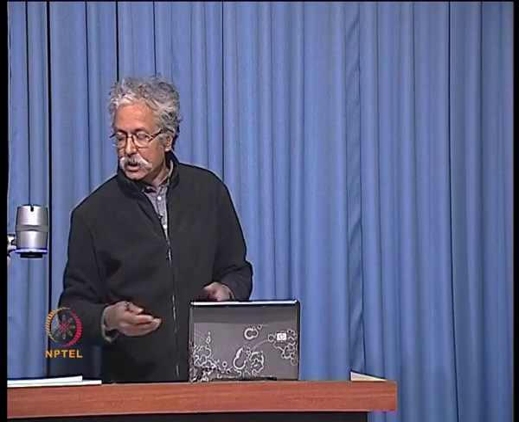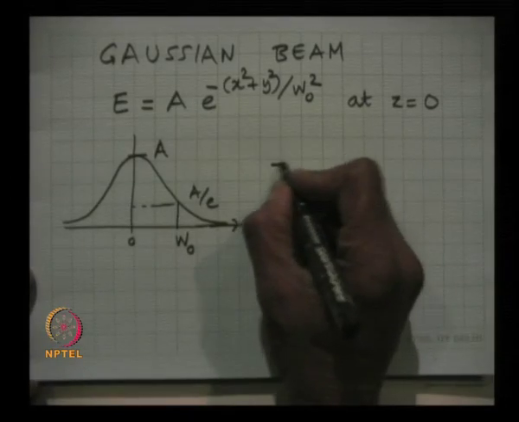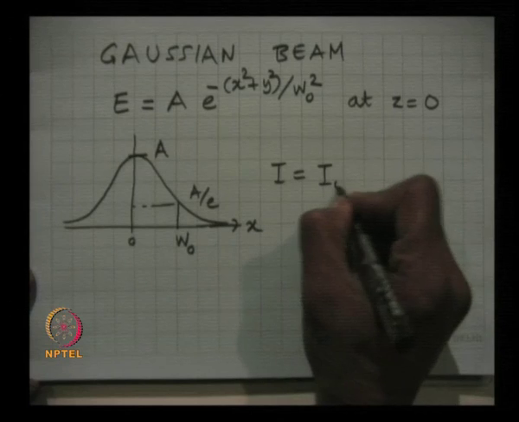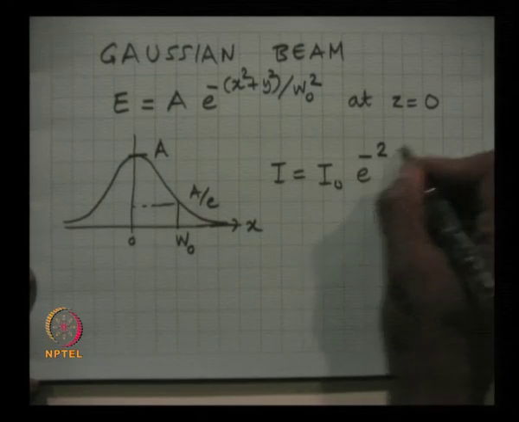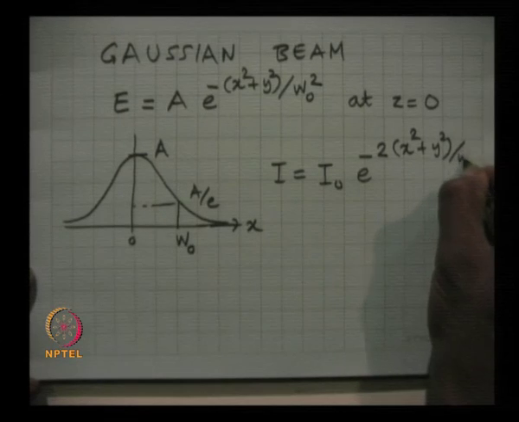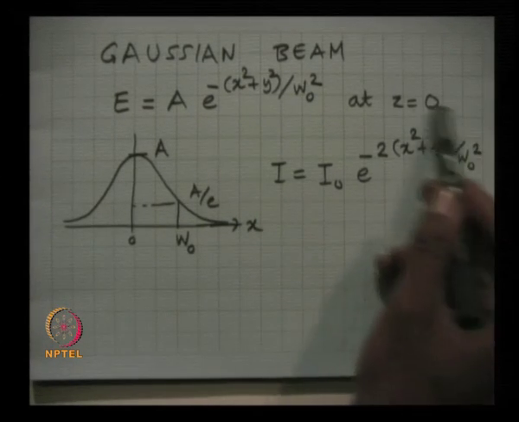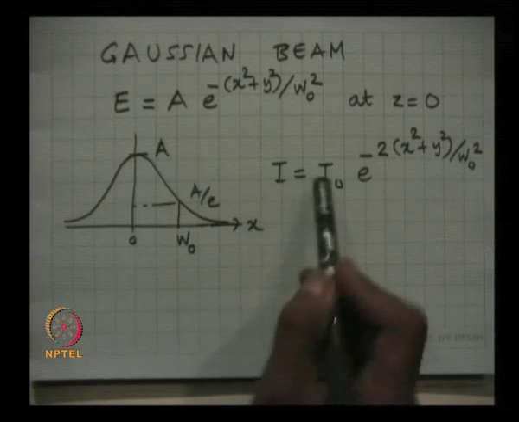We will not study diffraction in detail, but let me give you the formula which gives me how the intensity varies with distance as the beam propagates. The intensity distribution of this Gaussian beam is given by I0 exponential minus 2 (x square plus y square) by w0 square, where I0 is the intensity on the axis. At x equal to 0, y equal to 0, the exponential factor is 1 and the intensity is I0.